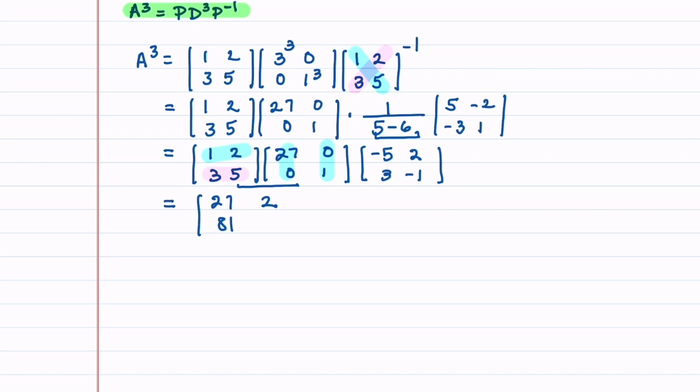And then we'll multiply our last one. So we're going to take this times that. So we get a 0. And then we get 5 times 1 is 5. So that wasn't too bad. Now we're going to multiply by our P inverse. So that's -5, 3, 2, -1.